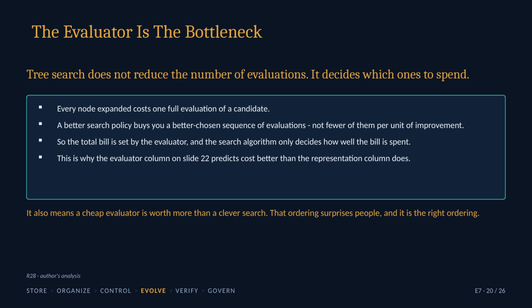So the total bill is set by the evaluator, and the search algorithm only decides how well that bill is spent. It follows that a cheap evaluator is worth more to you than a clever search. That ordering surprises people, and I am confident it is the right ordering. If you remember one operational claim from this episode, make it this one.